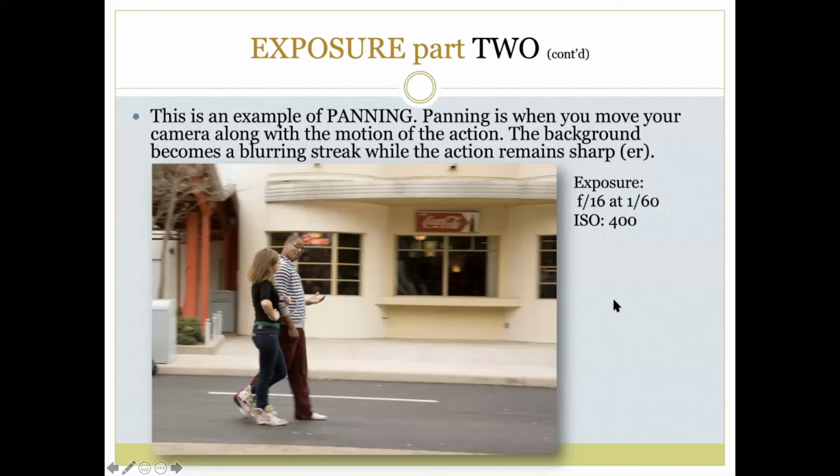This is an example of panning. Panning is when you move your camera along with the motion of the action. And we will have a whole week dedicated to photographing action and blur action and panning subjects, so you will get plenty of experience with this. What you do for this is focus on the people moving or the object or subject in motion. And as they move through the frame, whether it's left to right or up or down or diagonally, you will capture them fairly sharp, but the background will have a streaking blur to it.